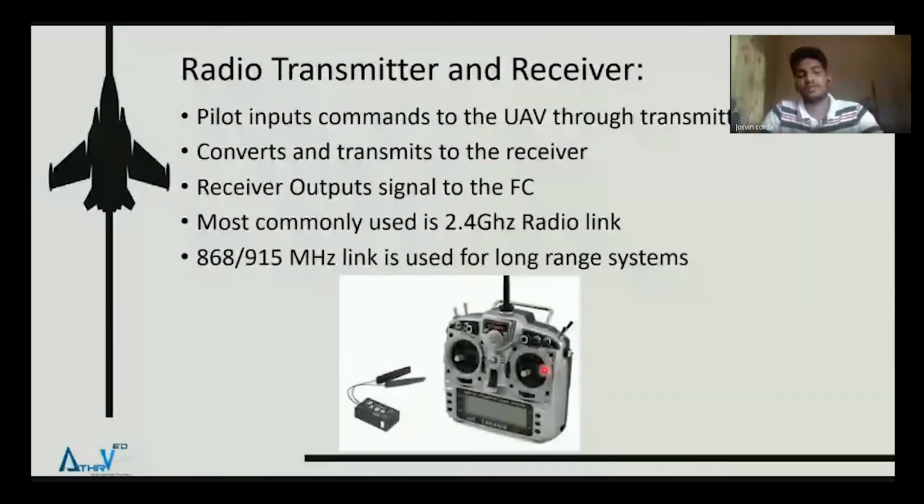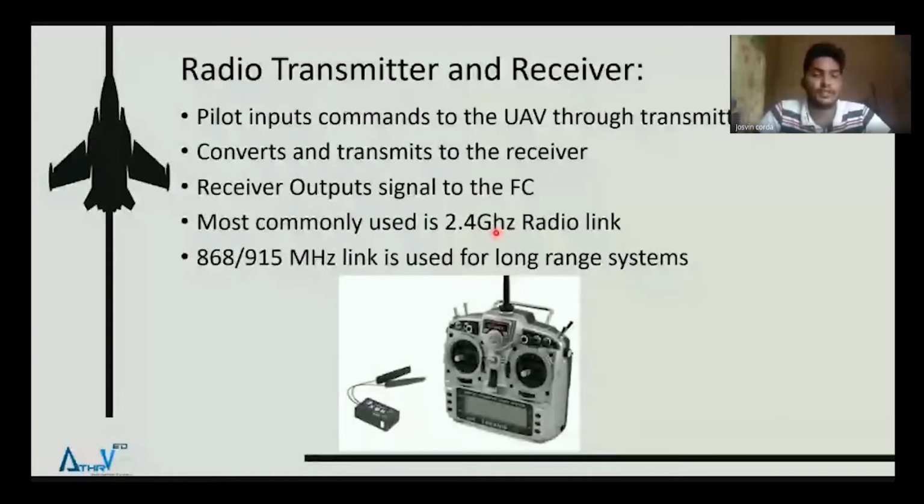So usually we use a mode 2 transmitter in India. In that you'll have thrust, that is to go up or down, on the left side, and yaw, where you push it to the left or push it to the right. That is yaw. And on the right stick, in the up-down direction it is pitch, and in the left or right direction it is roll. So the transmitter converts this input from the pilot to radio signals.